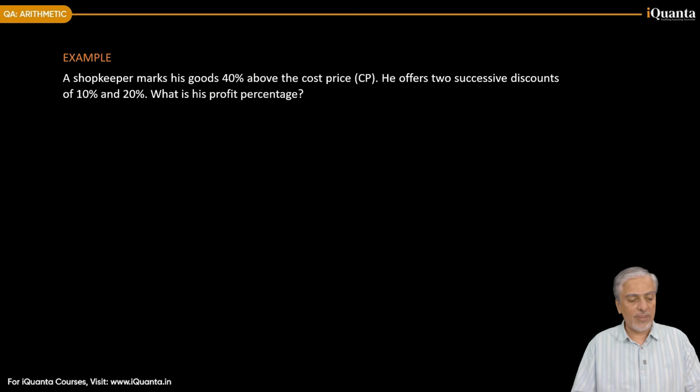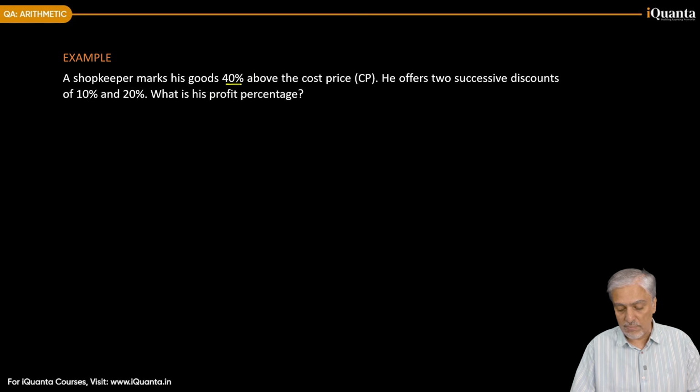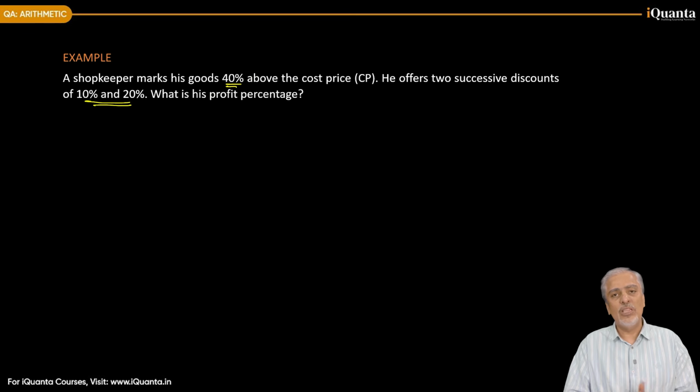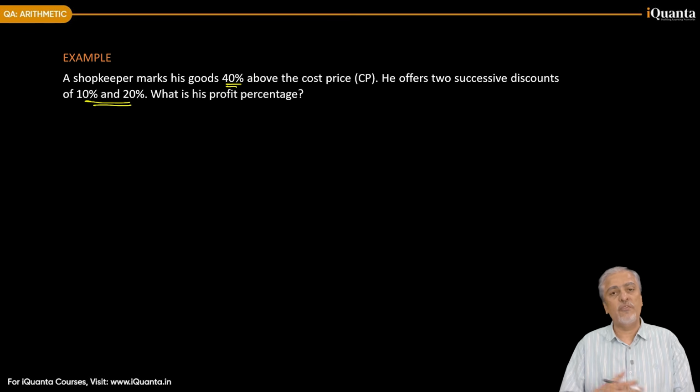So in this part, a shopkeeper marks his goods 40% above the cost price. So he's marking his goods 40% above the cost price, and then he offers two successive discounts, one of 10% and the other of 20%. What is his overall profit percentage? Let's see how you go about this question, and what the different approaches could be.